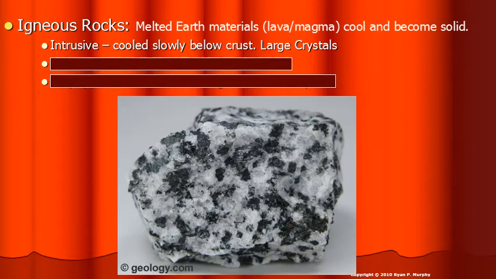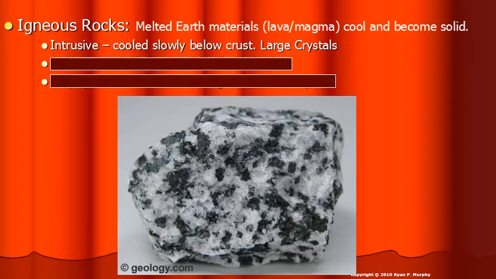So, we have a few different kinds here. We have what's called intrusive, which means they cool very slowly below the crust, and they form really large crystals. I want you to go back in your mind and think about when we've talked about the idea of growing crystals. We did some growing of crystals in class, and I want you to think about the fact that it takes a while for those crystals to grow.